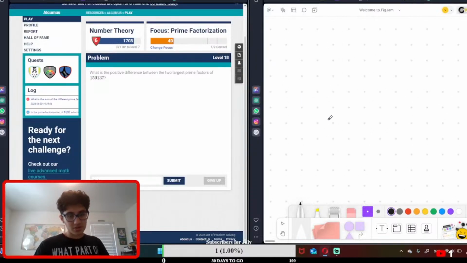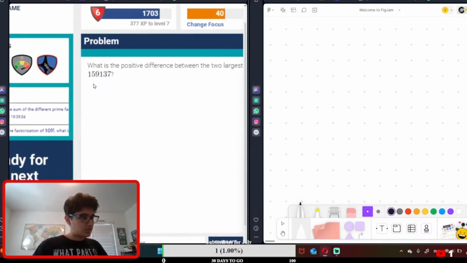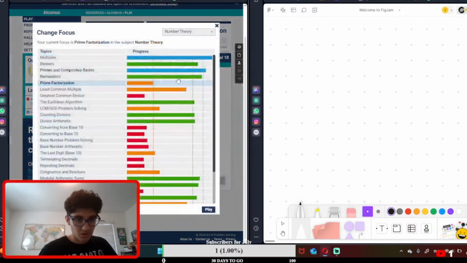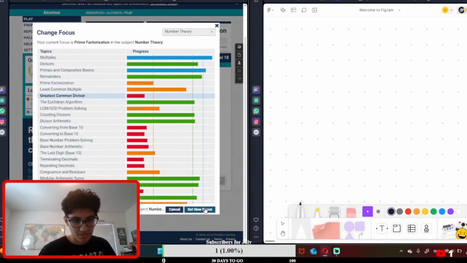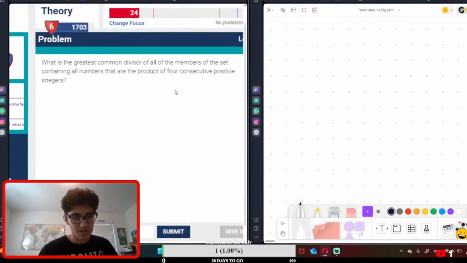What is the positive difference between the two largest prime factors of this? I don't want to be doing all these sorts of calculations. It just takes a long time.